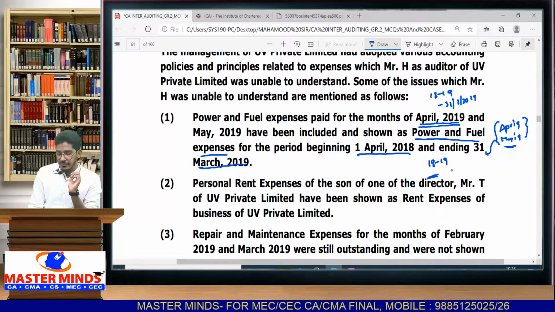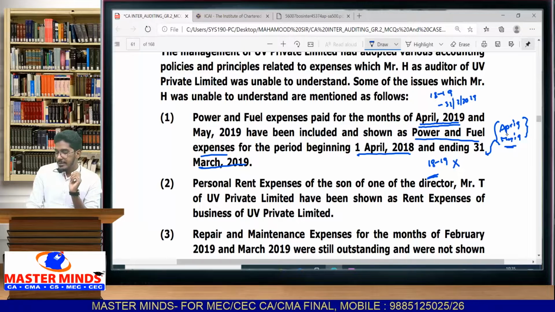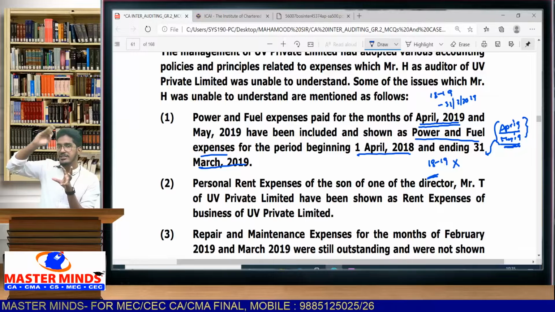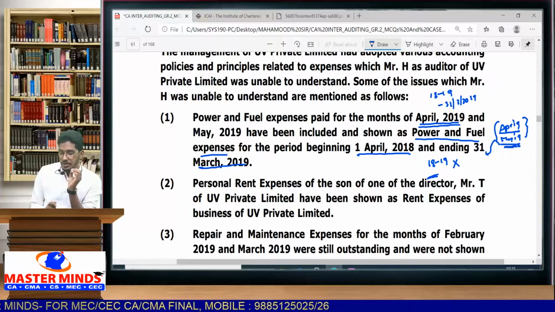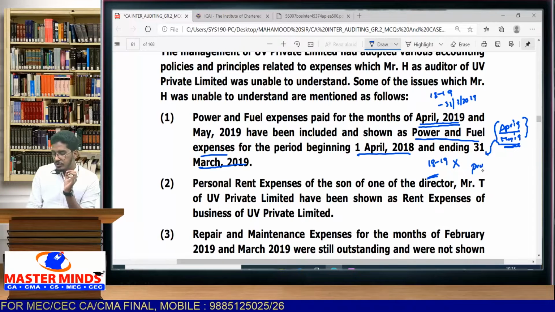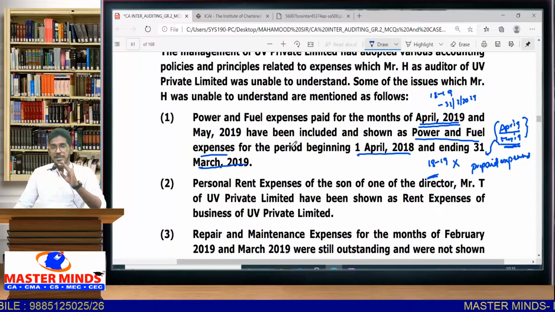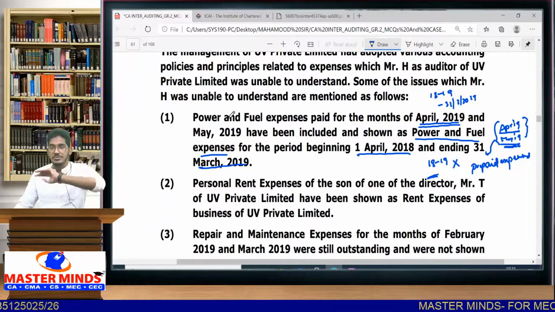Is it correct? Definitely not. Why? Because these April 19 and May 19 expenses which they have already paid relate to the next year. So how do they have to be shown? They have to be shown as prepaid expenses. They should not be shown as current year expenses. They should be shown as a part of prepaid expenses. From the prepaid expenses, next year they have to be transferred to expenses.